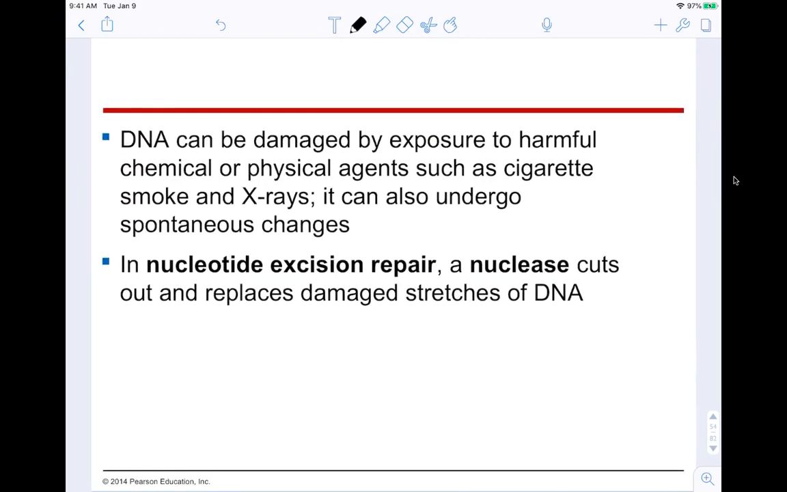So DNA can be damaged by exposure to harmful chemicals or physical agents such as cigarette smoke and x-rays. It can also undergo spontaneous changes, spontaneous mutations. So in nucleotide excision repair, a nuclease, the -ase tells you it's an enzyme, cuts out and replaces damaged stretches of DNA.